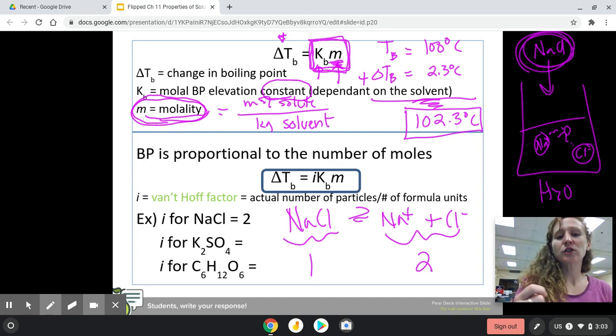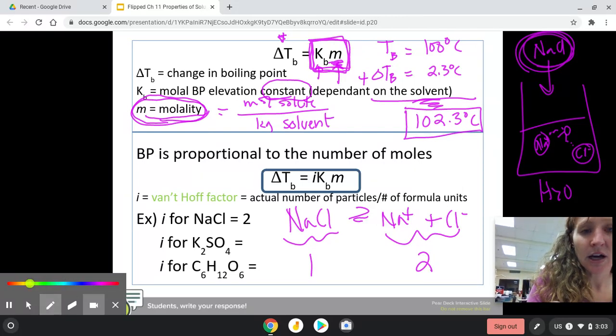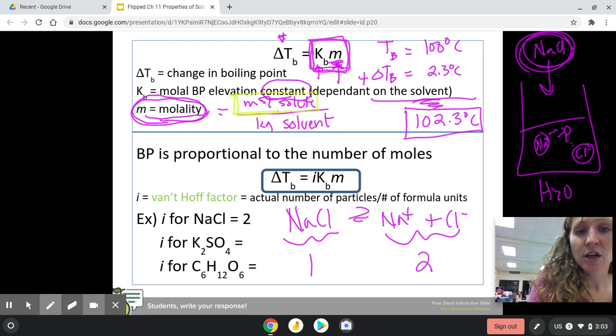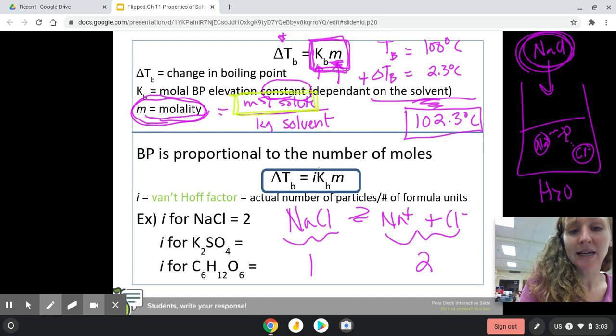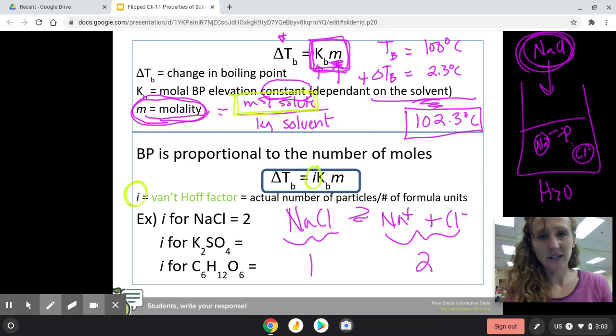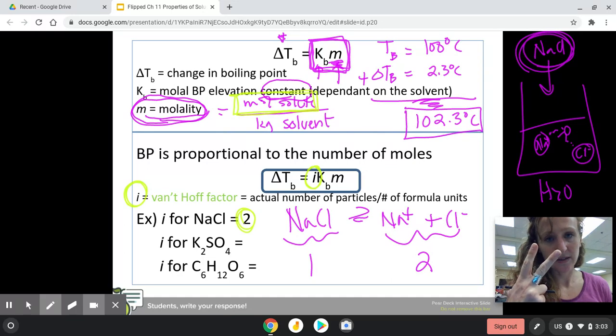And so what you have to do is, when you're calculating this moles of solute, you either have to use the moles of the ions, or you use the moles of your compound and then you use i, which is probably the easier way to do it. So i is called the Van't Hoff factor, and what i is is the actual number of particles or formula units that are there. So i for sodium chloride is 2, because for every one compound, it splits into two ions. So what's actually in solution? Two ions.